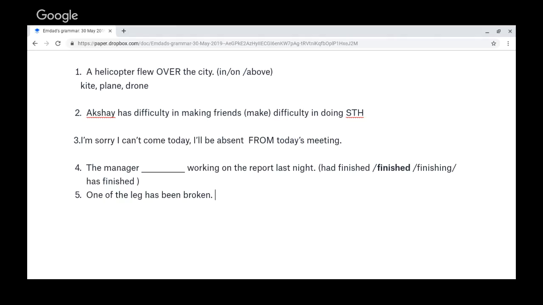One of the legs. Okay, who says it is legs? It should be legs. One of the legs. I forgot your name, sorry. Sumit? Sumir, okay, sorry, Sumir. One of the legs. But can't you see that there's still a mistake? Legs has been broken or legs have been broken? Legs have been broken. Let's correct it properly.